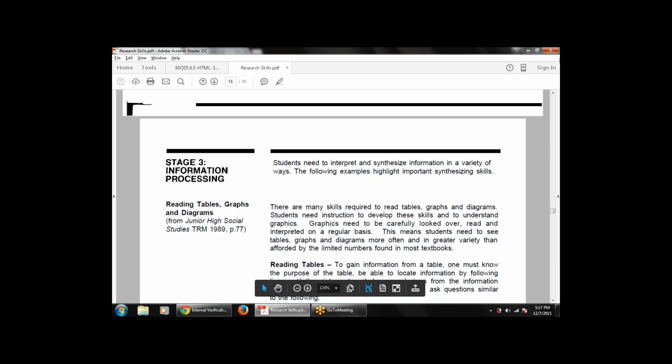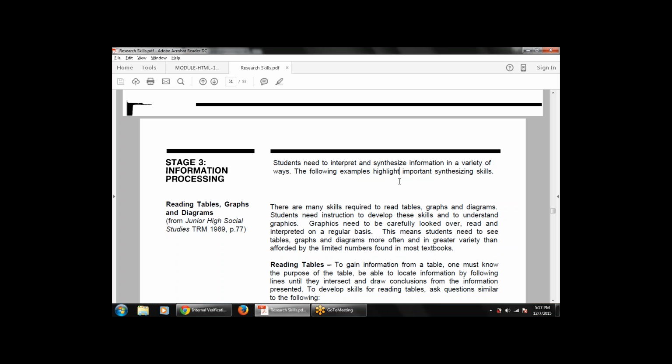Now let's start the session again. So this is stage number 3, the information processing. That is, how you can process the information and put it into practice. What are the various steps required to process the information? Students need to interpret and synthesize the information in a variety of ways. It depends on the student, but there are many ways to synthesize and interpret the information. The following examples highlight important synthesizing skills. So what are the various important synthesizing skills that are used?